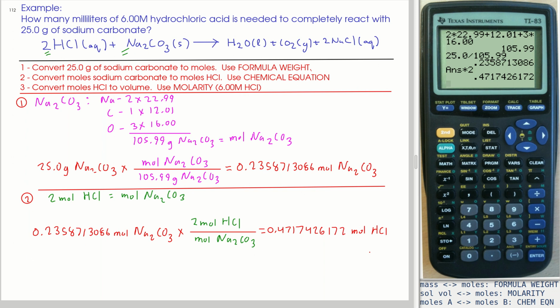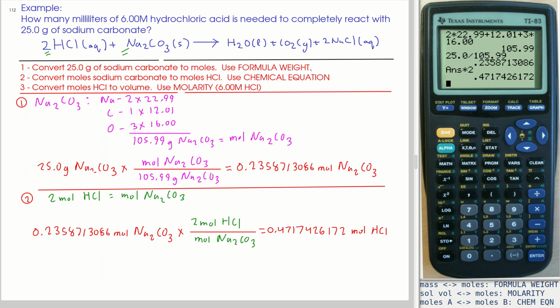We started with sodium carbonate, and we converted 25 grams of sodium carbonate to moles using the formula weight. We looked at the chemical equation, which related sodium carbonate to hydrochloric acid. We got the relationship, 2 moles of hydrochloric acid is equal to a mole of sodium carbonate. We use that relationship to convert between moles of sodium carbonate and moles of hydrochloric acid. So we're ready to do the last step.